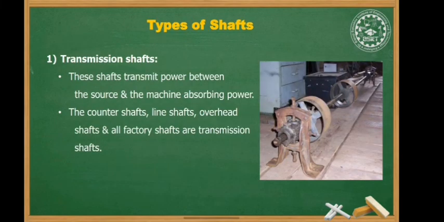Next, types of shaft. First type is transmission shaft. These shafts transmit power between the source and the machine absorbing power. In this figure the source is the electric motor, and using the belt, the belt is fitted on this pulley and the power is transmitted from motor to this shaft. This is the example of line shaft. The counter shafts, line shafts, overhead shafts and all factory shafts are nothing but the transmission shaft. This is the example of overhead line shaft.